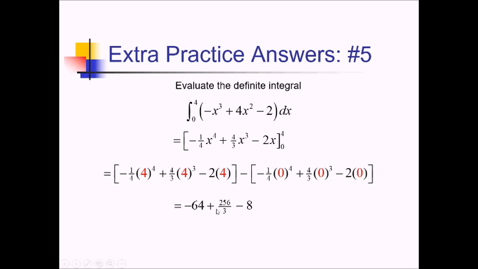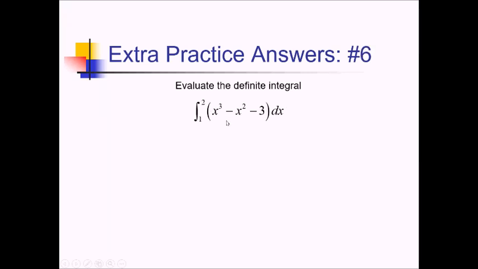So this is negative 72 plus 256 over 3. How many thirds is 72? Well, 3 times 70 is 210 with another 2, so 216. This is negative 216 thirds. Adding that to 256 thirds, we have 40 thirds.